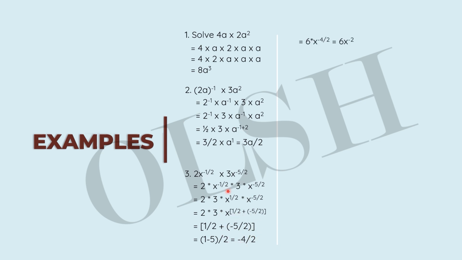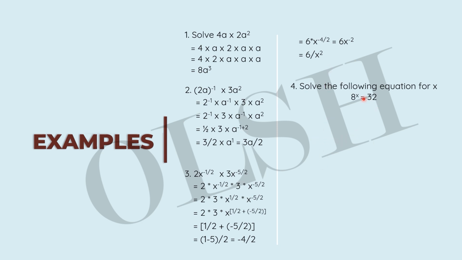Okay, so this would give us 2 times 3 is 6, so 6 times x raised to the power of minus 4 over 2, which is the same as 6x raised to the power minus 2. Of course, we can also write this as 6 divided by x raised to the power 2. Okay, that can also be our expression. Let's solve a fourth question.